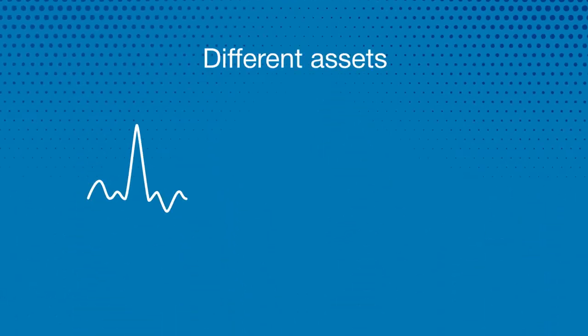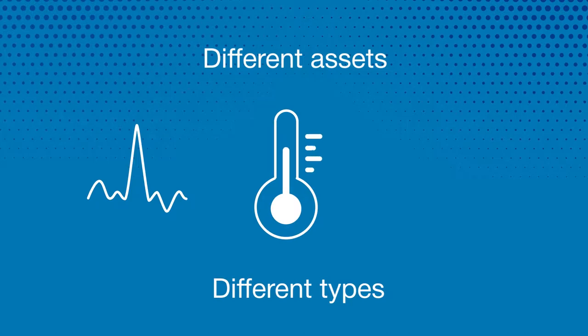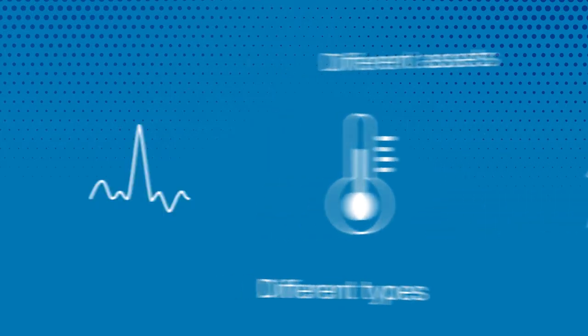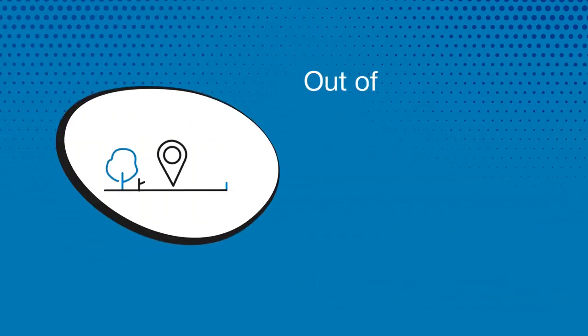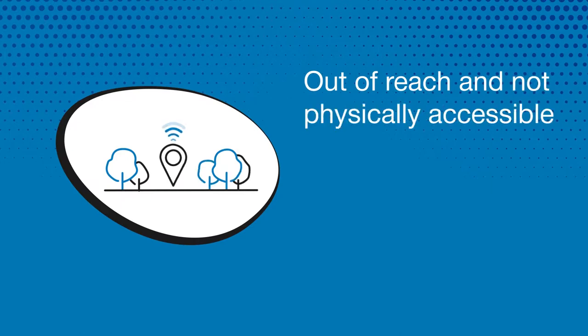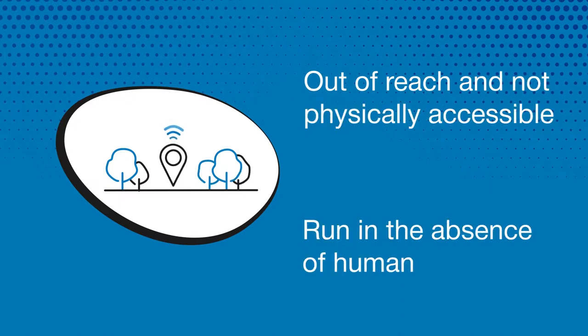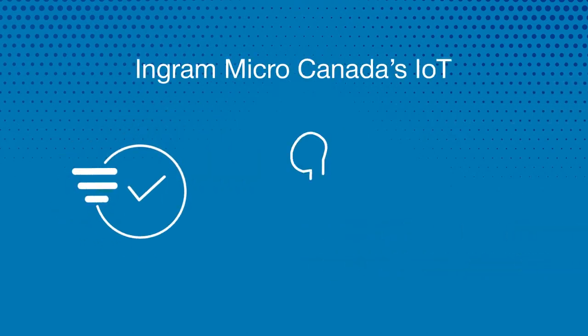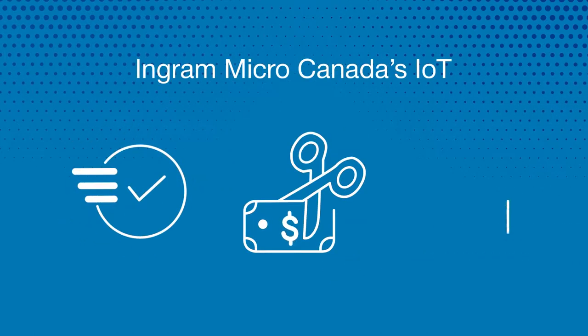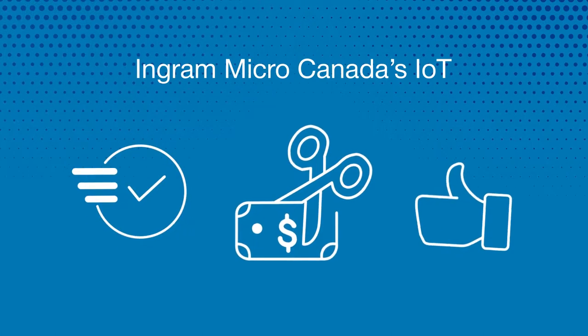Different assets require different types of monitoring. IoT often involves monitoring off-premise equipment and assets that are often out of reach and not physically accessible, allowing solutions to run in the absence of human intervention. This is all possible with Ingram Micro Canada's IoT. IoT features make it possible to do things faster, cheaper, and better.